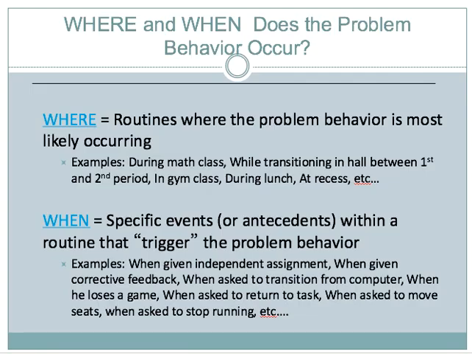So a closer look at that. The where: routines where the problem behavior is most likely occurring. So some examples would be during math class, while transitioning in the hallway between first and second period, in gym class, during lunch, at recess, etc. Okay? So the when is the specific events or antecedents within the routine that trigger the problem behavior. So when given an independent assignment, when given corrective feedback, when asked to transition from the computer, when he loses a game, when asked to return to the desk, when asked to move seats, or when asked to stop running, and so on.